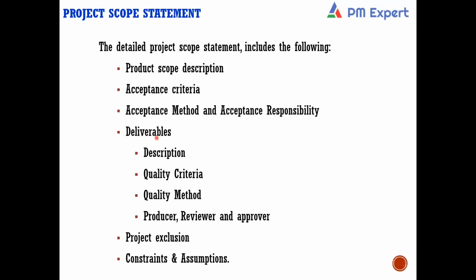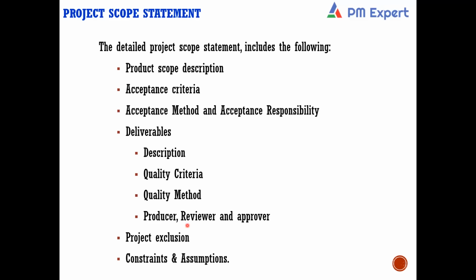I have shown deliverables here, right? But it should be deliverable one, and corresponding to that deliverable one, you should be writing the description, the quality criteria, the quality method on the basis of which it will be approved or rejected, and who will produce it, who will review it, and who will approve it, meaning who will approve that particular deliverable, right? So this will be for all the deliverables, because within a project scope, there will be multiple deliverables. For every deliverable, you will be clearly writing the description, the quality criteria, the measurable criteria on the basis of which the deliverable will be accepted or rejected, the quality method for acceptance of the deliverable, and who will produce it, who will review it, and who will approve it.